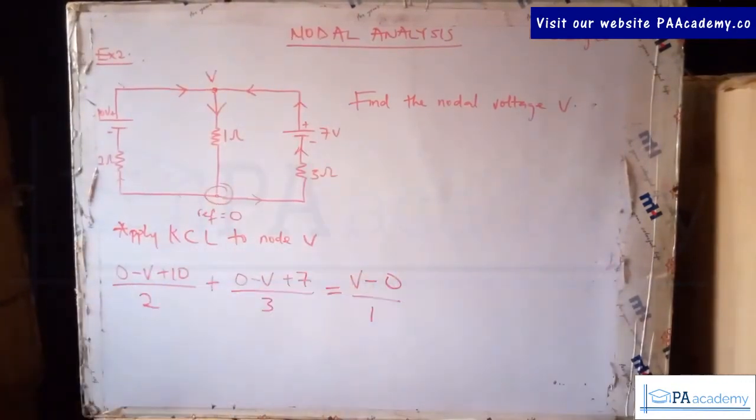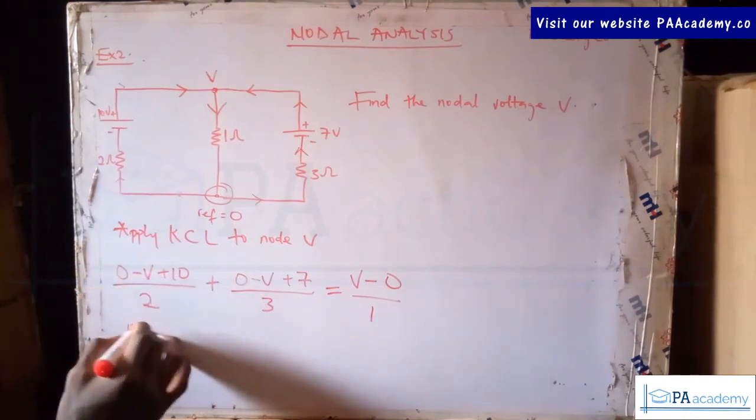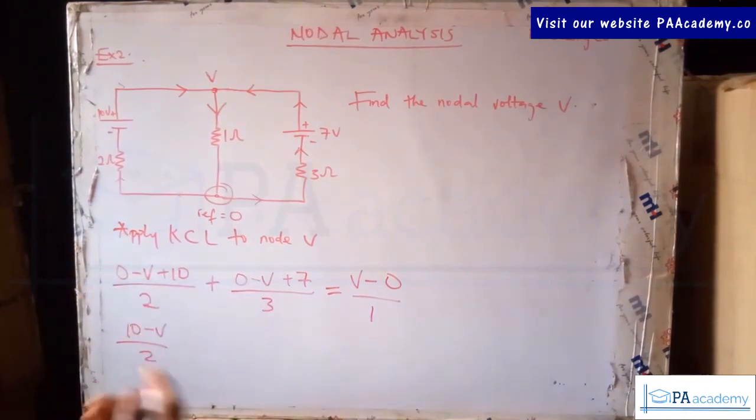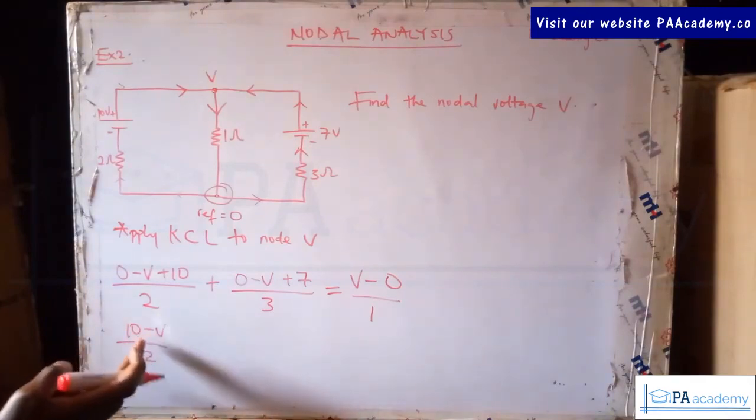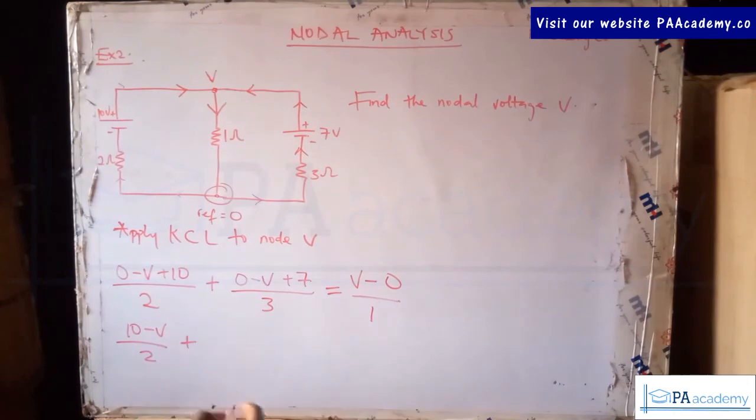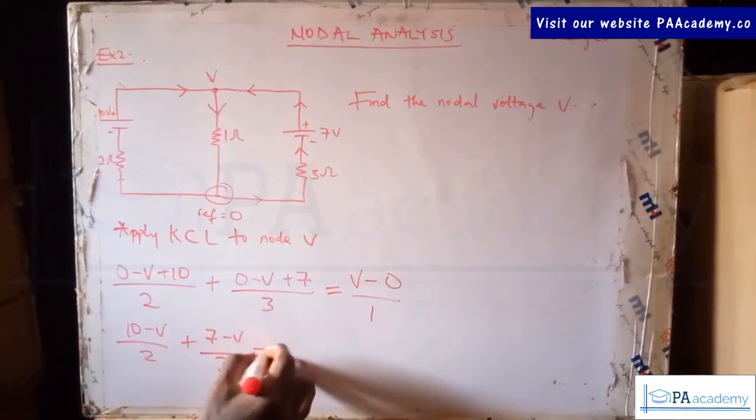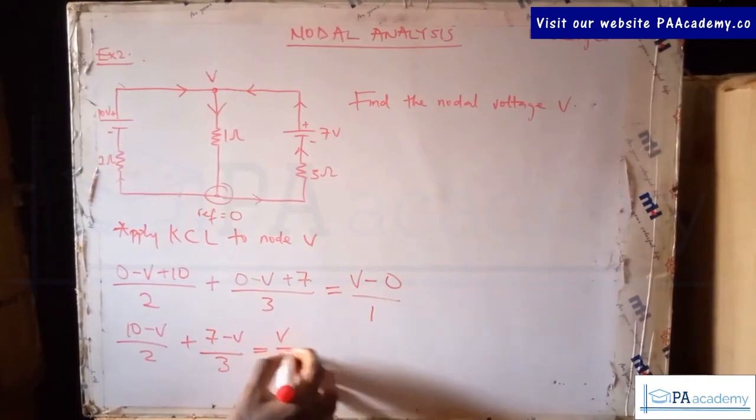So now let me just make this much neater. So this that we are having here, we can rewrite it as 10 minus V divided by 2. Naturally, I can just go ahead and write this, but I want to make sure that I carry everyone along. So this is then plus 7 minus V divided by 3 equals to V. You can just say V over 1.